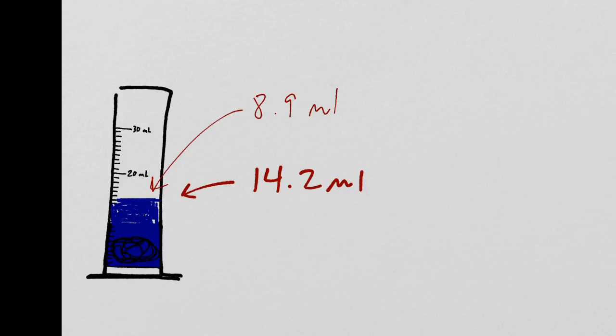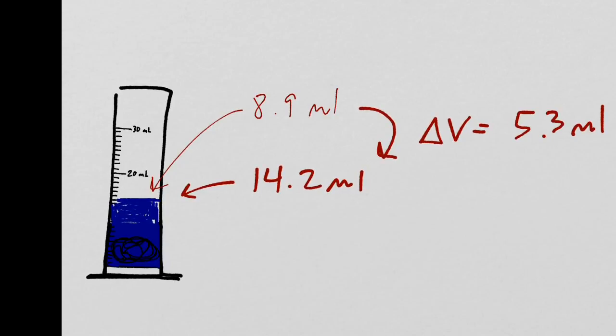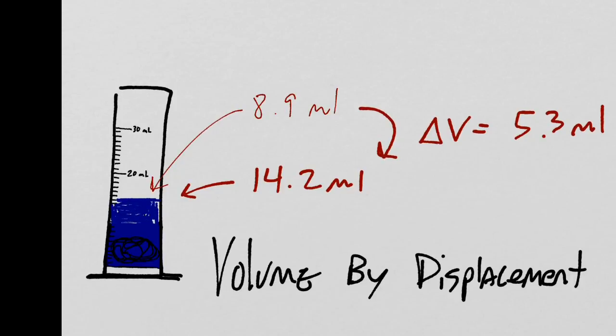So if there is now a change from 8.9 to 14.2 milliliters, then our change in volume is actually equal to 5.3 milliliters. So here we have a solid object that we had to submerge in water in order to find its volume, because the formula length times height times width really wouldn't work. And we call this volume by displacement.